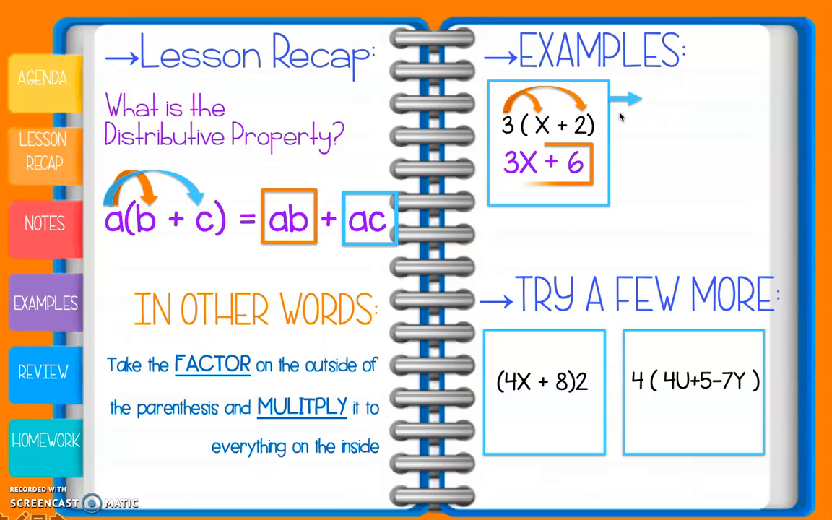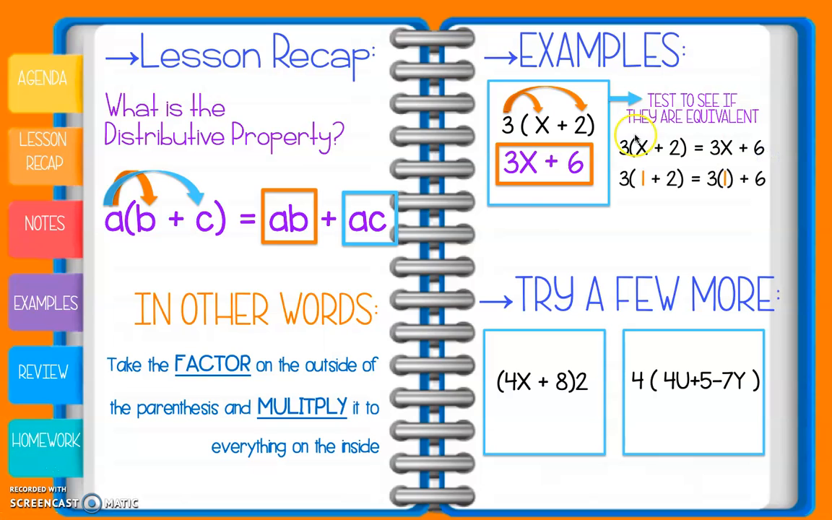Let's check, using what we found yesterday, to test if they're equivalent. We started with 3 parentheses x plus 2, and we generated our own, which was 3x plus 6. Let's substitute in 1 to see if they're equivalent on both sides. Instead of 3 parentheses x plus 2, we have 3 parentheses 1 plus 2. And instead of 3x plus 6, we take 3 times 1 and then add 6. Remember, when we're identifying equivalent expressions, we solve each side separately, and then we see if they match at the bottom.